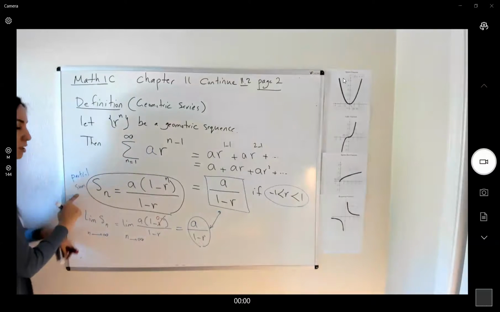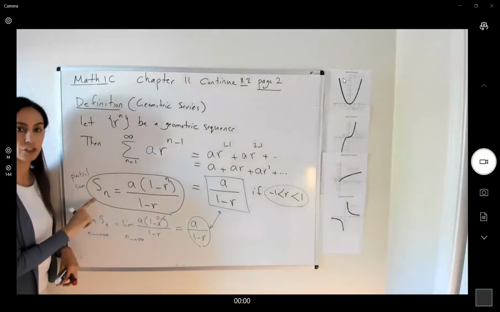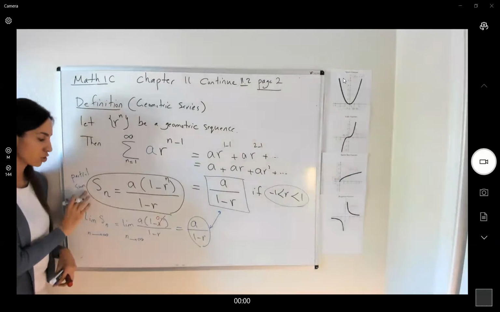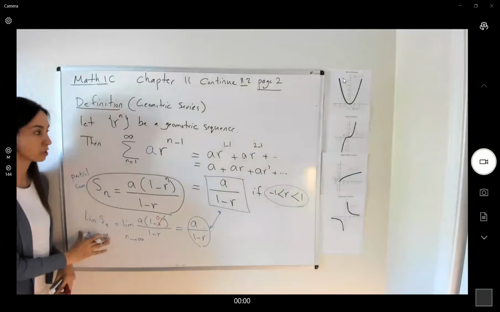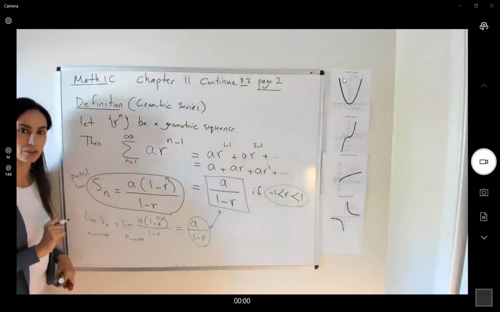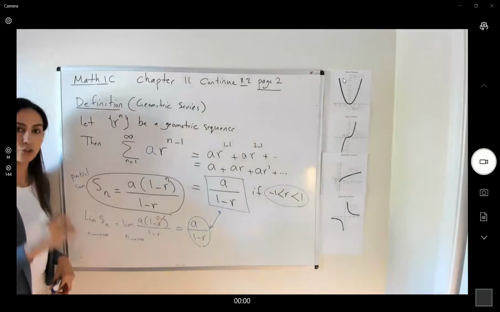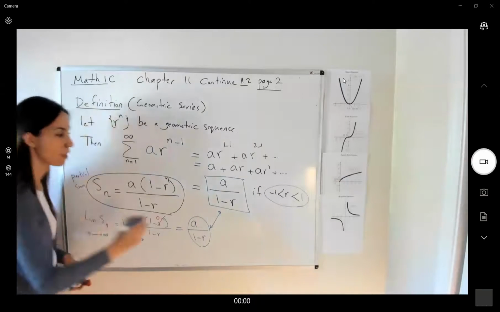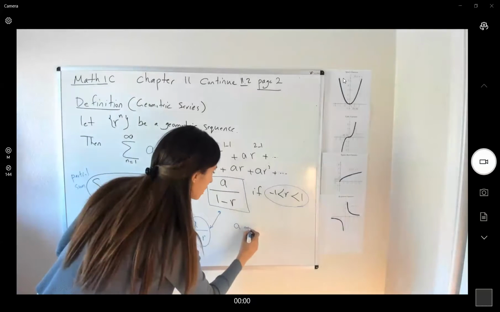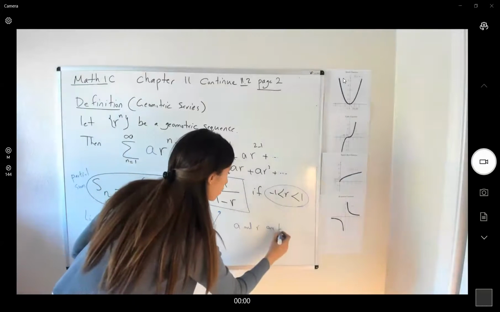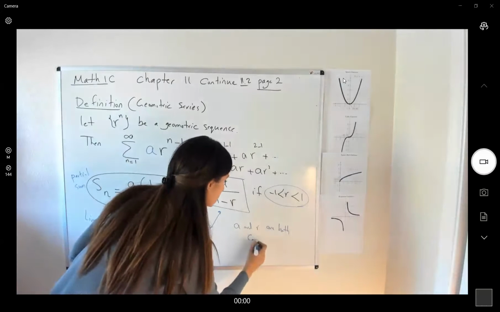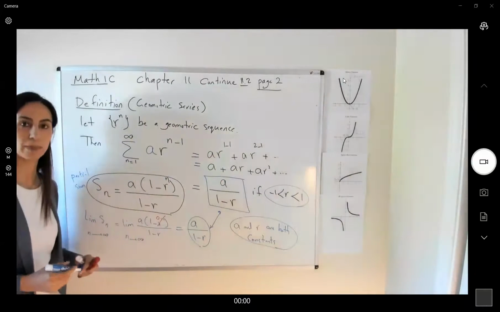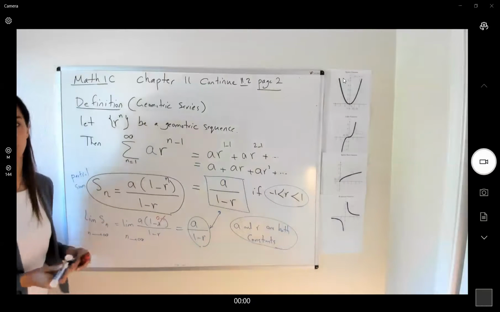The partial sum S_n is a sequence. If your partial sum is convergent, you can say that your infinite series is convergent as well. Note that a and r, both of them, are constant numbers. Now you can apply mathematical induction and prove the formula.